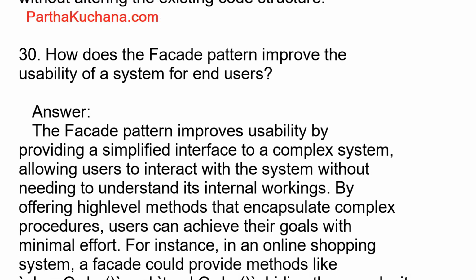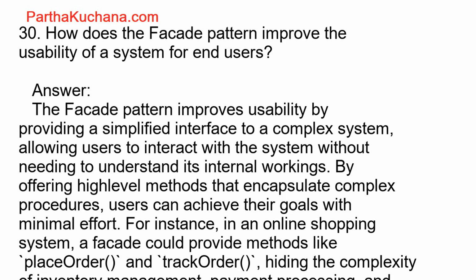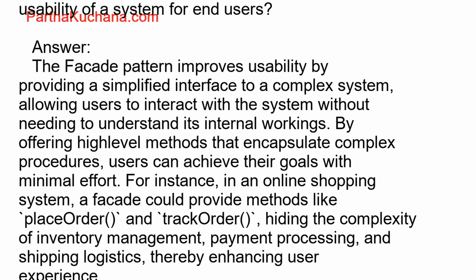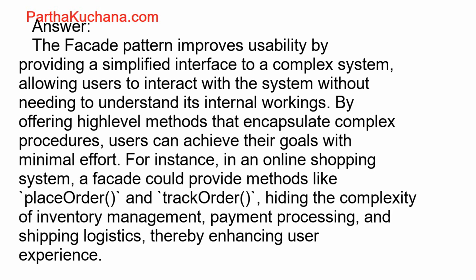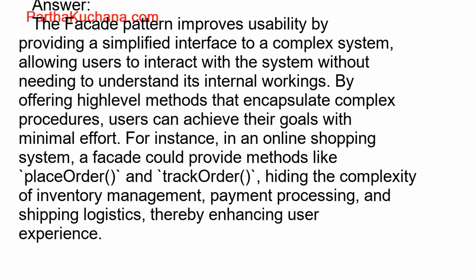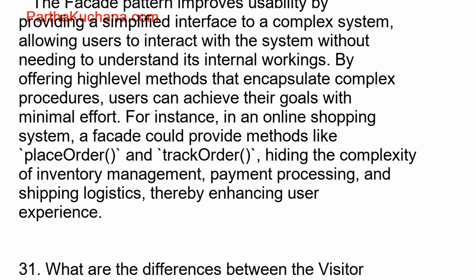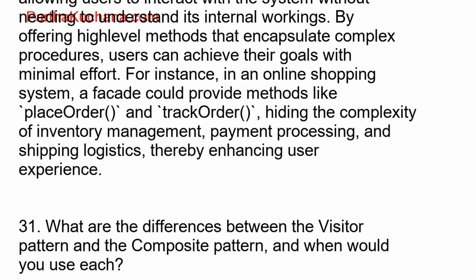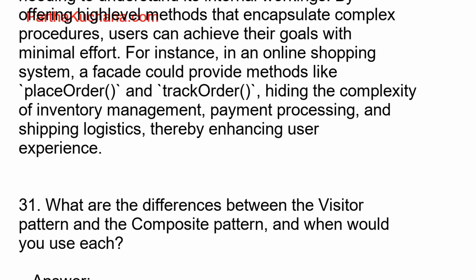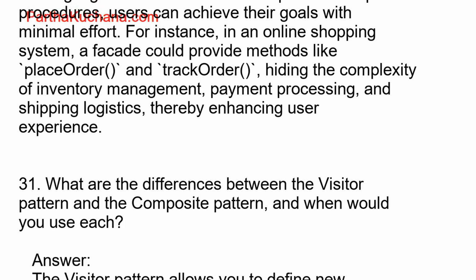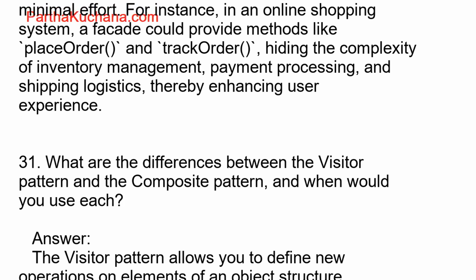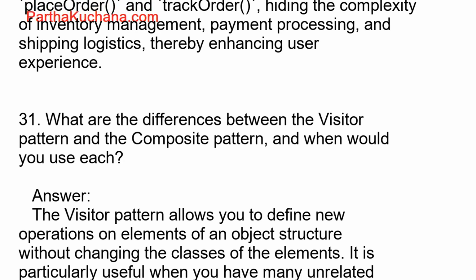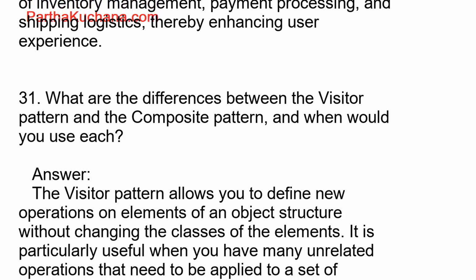31. What are the differences between the visitor pattern and the composite pattern, and when would you use each? Answer. The visitor pattern allows you to define new operations on elements of an object structure without changing the classes of the elements. It is particularly useful when you have many unrelated operations that need to be applied to a set of objects. The composite pattern, on the other hand, allows you to compose objects into tree structures to represent part-whole hierarchies. Use the visitor when you want to add operations without modifying the classes, and use composite when you need to treat individual objects and compositions uniformly.